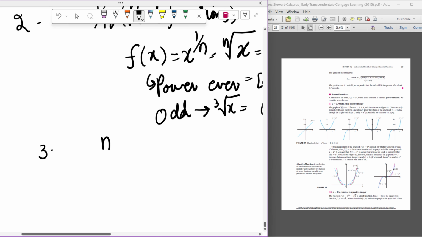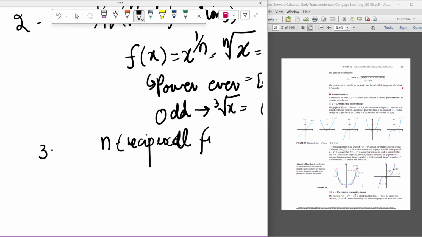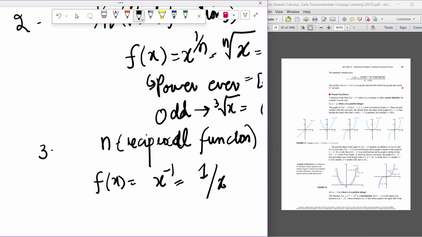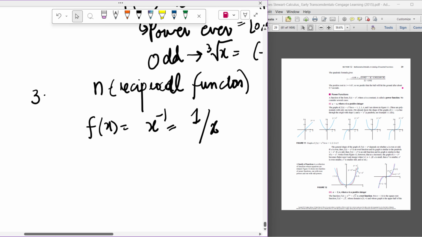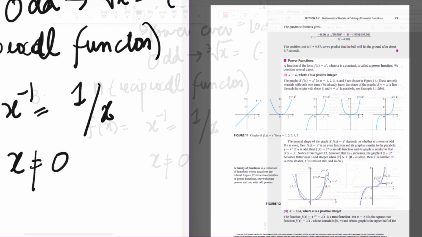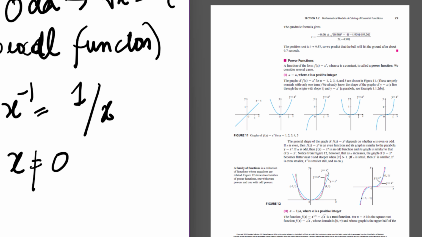The third case is when the power is reciprocal, the reciprocal function. So if the function f of x is x power minus 1, then we can also write it as 1 by x. In this case, always make sure the denominator is not equal to 0 to calculate the domain.